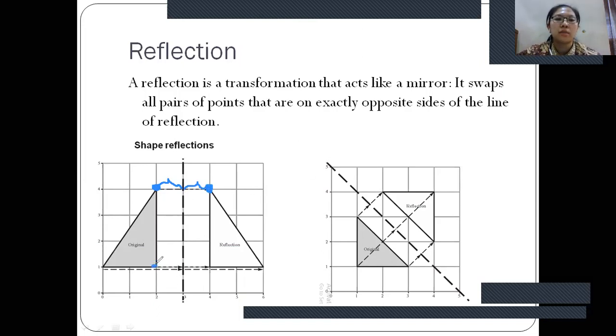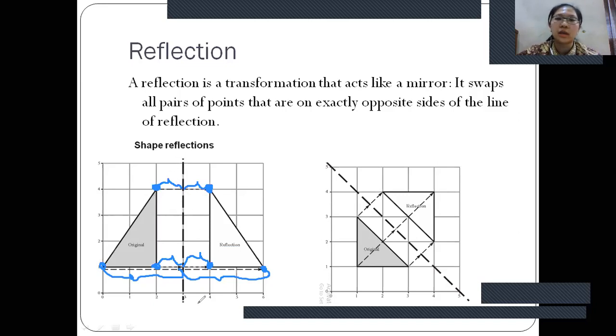The same here. This point is 1 unit from the mirror line. So it should also be reflected 1 unit from the mirror line. However, the third point, this one, is 1, 2, 3 units from the mirror line. So it's also reflected 3 units from the mirror line. So the distance must be the same. That's the third. The fourth, when we do reflection, the reflected object usually faces the opposite direction from the original shape, no matter what kind of mirror line it is.